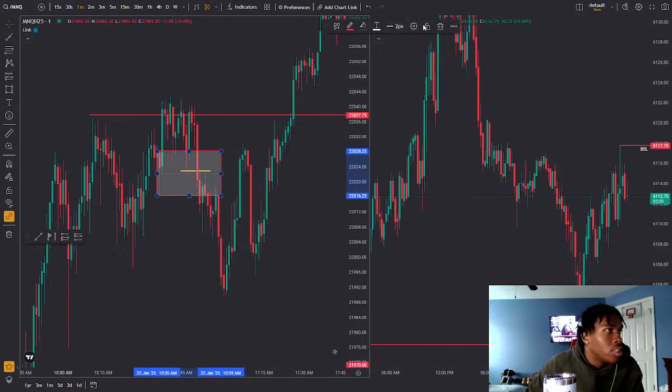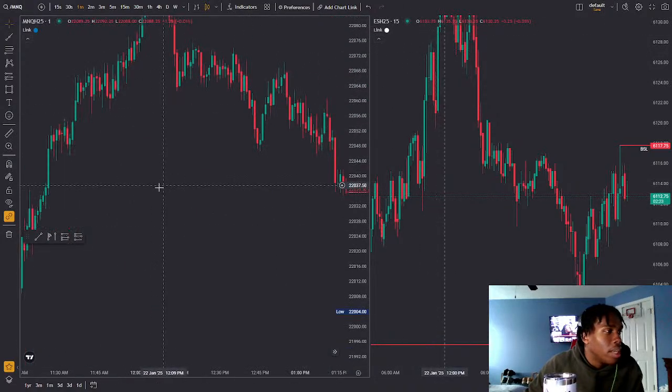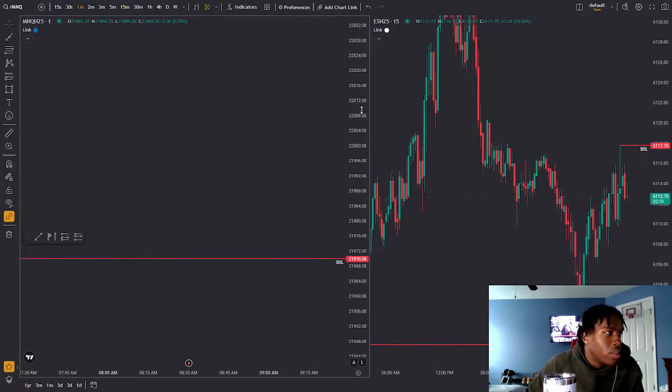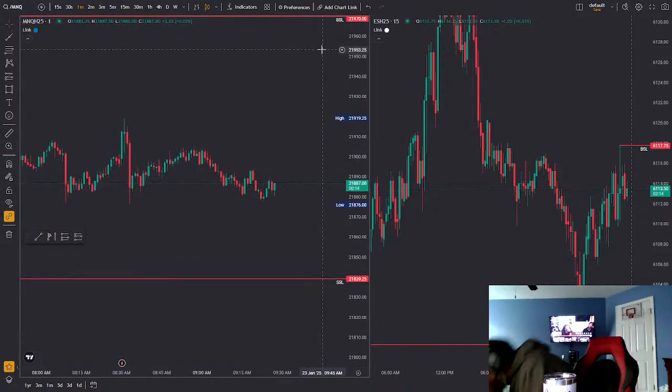So that was the only trade I took, and it didn't pay as much. It paid like around 100 and some dollars, but I went half size, and yesterday wasn't really the best price action, but it was all right.